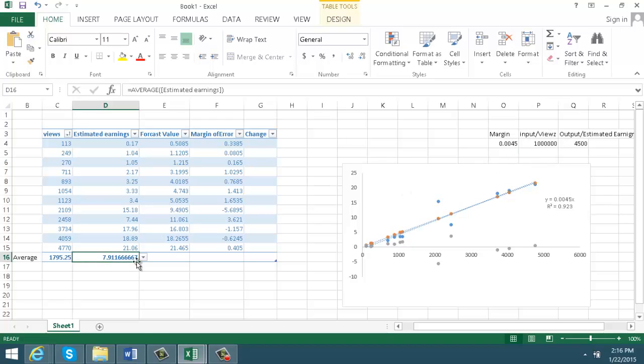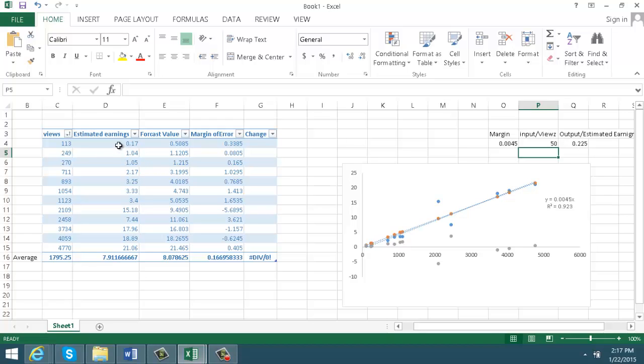This will be your gateway. If you want to increase your estimated earnings, you just have to increase your views. So let's predict 250 views and see. See, I have made more than a dollar, less than a dollar. Okay, this is $2.25.